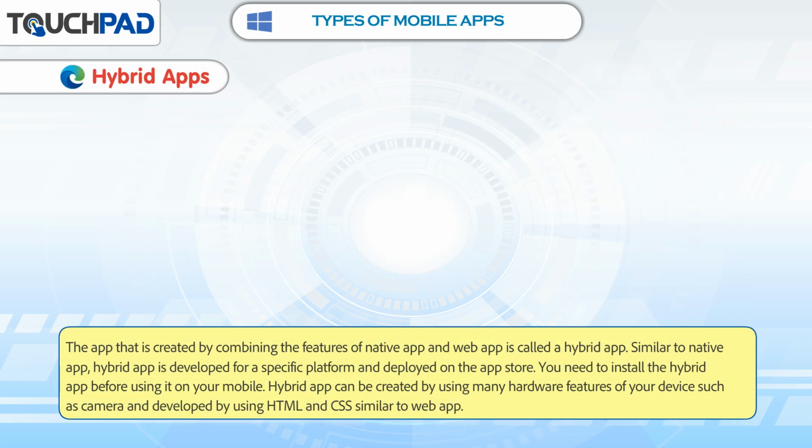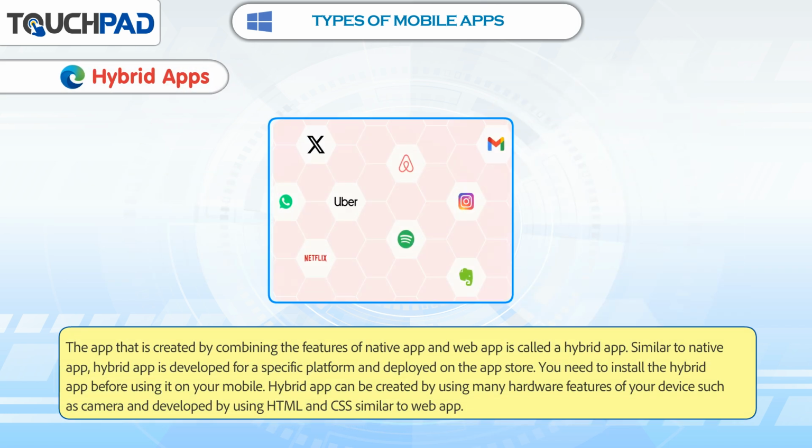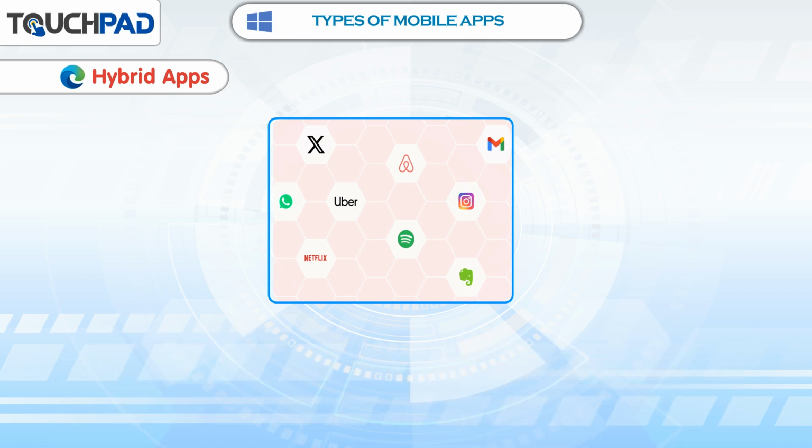Hybrid apps. The app that is created by combining the features of native app and web app is called a hybrid app. Similar to native app, hybrid app is developed for a specific platform and deployed on the App Store. You need to install the hybrid app before using it on your mobile. Hybrid app can be created by using many hardware features of your device such as camera and developed by using HTML and CSS similar to web app.